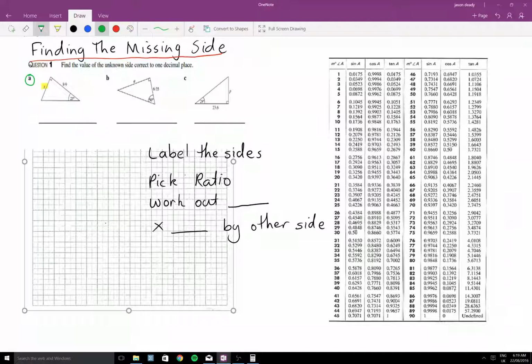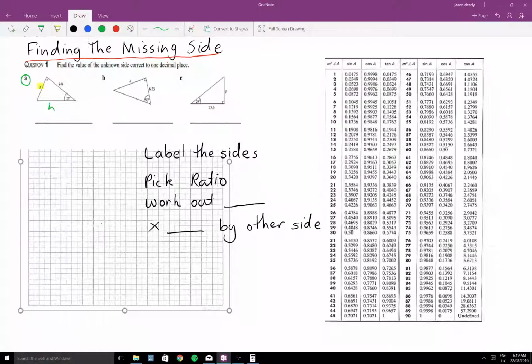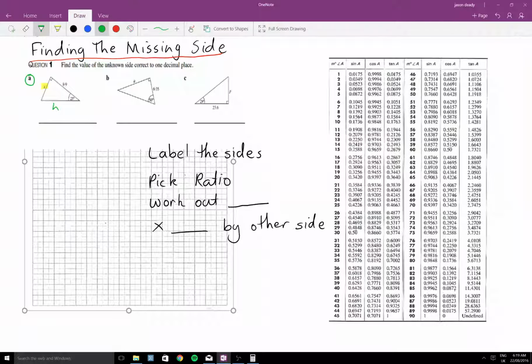So I've got my hypotenuse, which is opposite the right angle, and the longest side. I have my opposite, which is the one that is far away from my angle that's labelled, and my adjacent, which is the one that is next to my angle, or part of my angle. So I've labelled the sides.